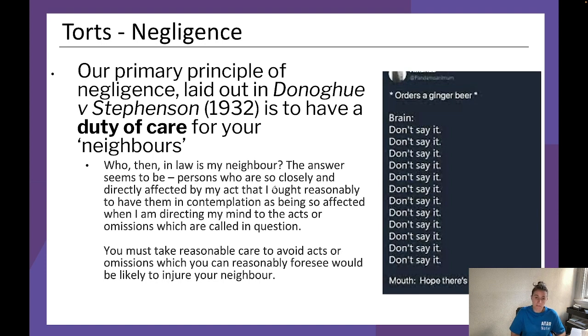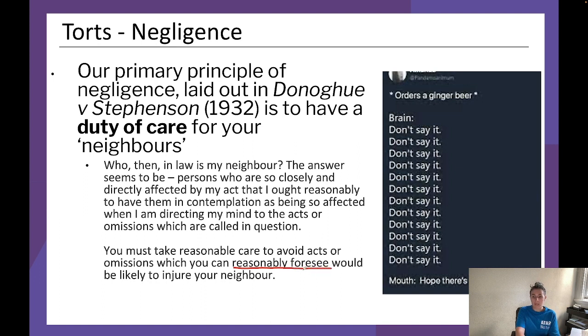The answer seems to be persons who are so closely and directly affected by my act that I ought reasonably to have them in contemplation as being so affected when I am directing my mind to the acts or omissions which are called into question. You must take reasonable care to avoid acts or omissions that you can reasonably foresee would be likely to injure your neighbour. Now, law is very fluffy with its language, so we've obviously got use of "reasonably foresee" there.